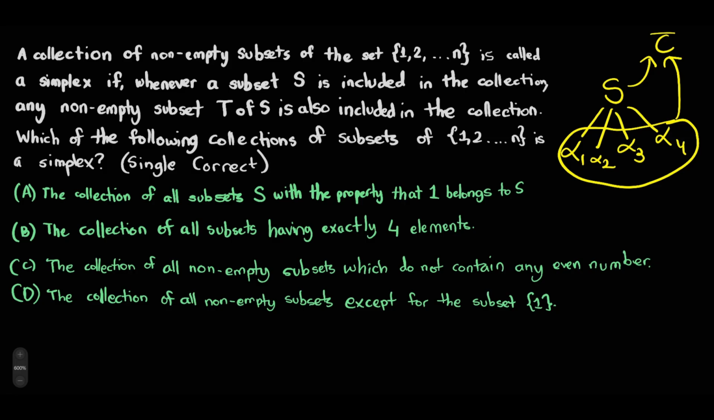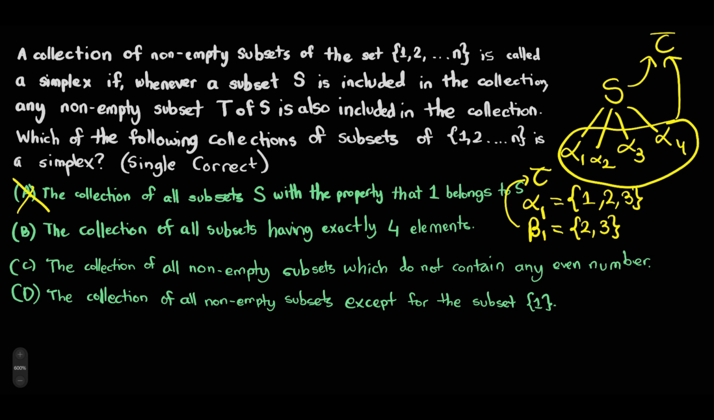Let's start with option A. The collection of all subsets S with the property that 1 belongs to S. Now, let the collection be tau and let's take a set alpha 1 = {1, 2, 3}. Now, obviously, beta 1, being the set of 2 and 3, is a subset of alpha 1 and therefore it must be included in tau. But according to option A, only the sets with 1 will belong to the collection. This means that beta 1 is not included in tau and A is not a simplex.